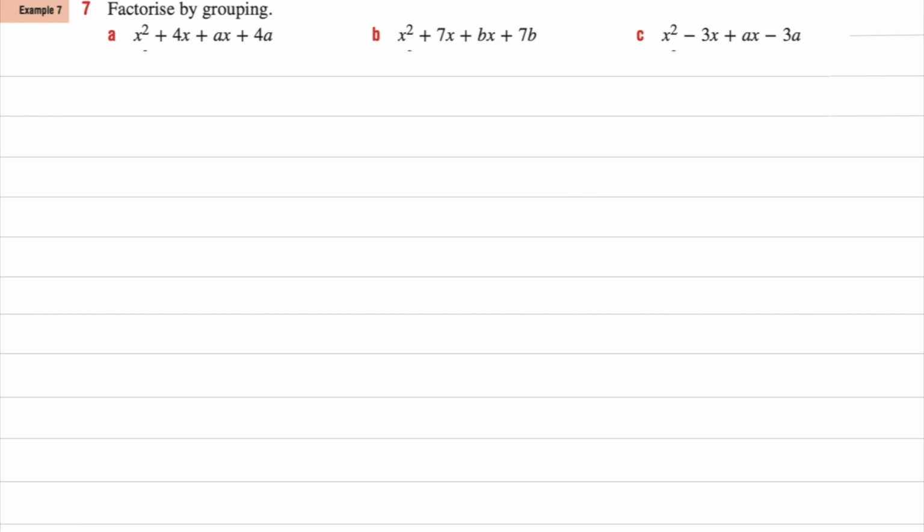This video is about the fundamentals of factorizing by grouping. You can see for each question in this slide, you have 4 terms for each expression.